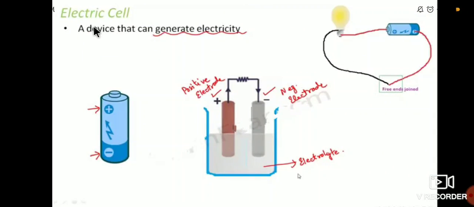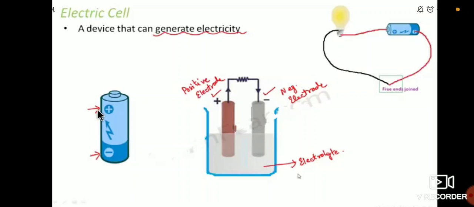Electric cell. An electric cell is a device that can generate electricity. See here, define electric cell. If they ask you to define electric cell, you should write: a device that can generate electricity.